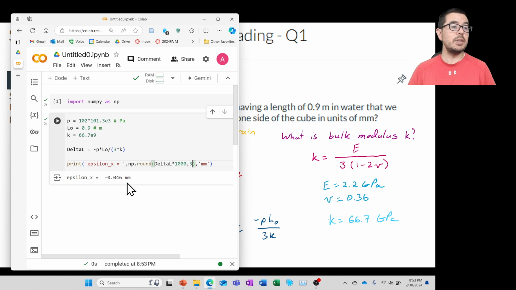I hope you found this video useful for calculating out the change in length of a cube under pressure.